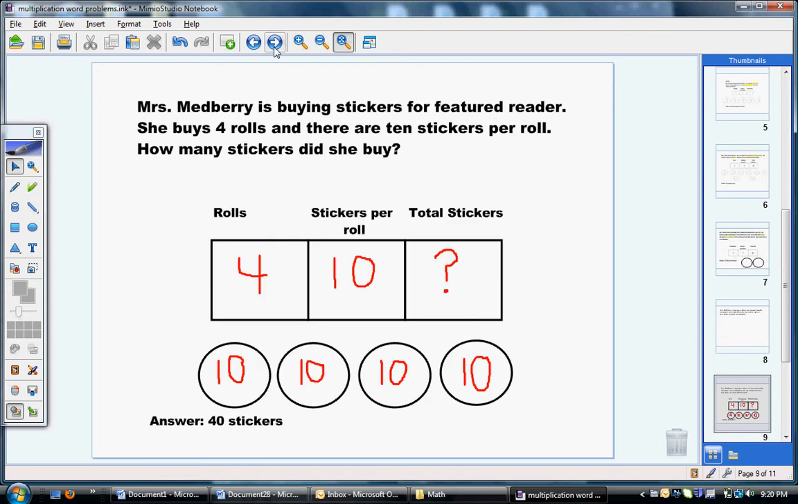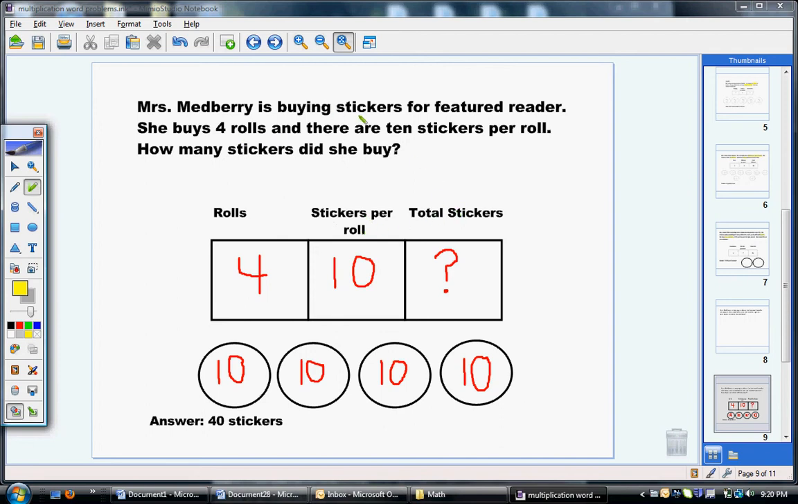So here is the answer. Mrs. Medberry is buying stickers for Featured Reader. She buys 4 rolls and there are 10 stickers per roll. How many stickers did she buy? I have my diagram drawn here. I know that I'm dealing with rolls, that's the package. I know how many stickers are in each roll or package, and I'm trying to figure out the total number of stickers.